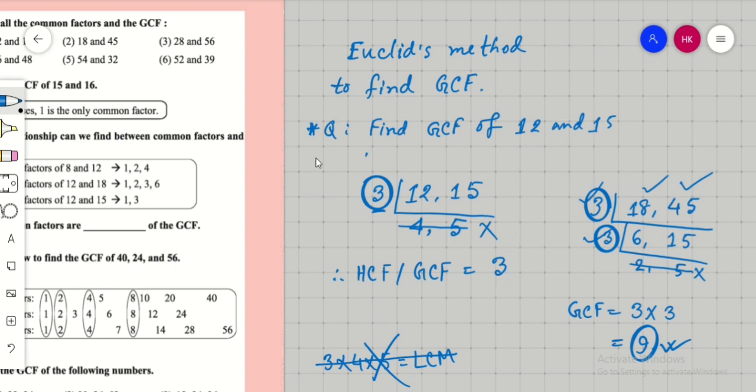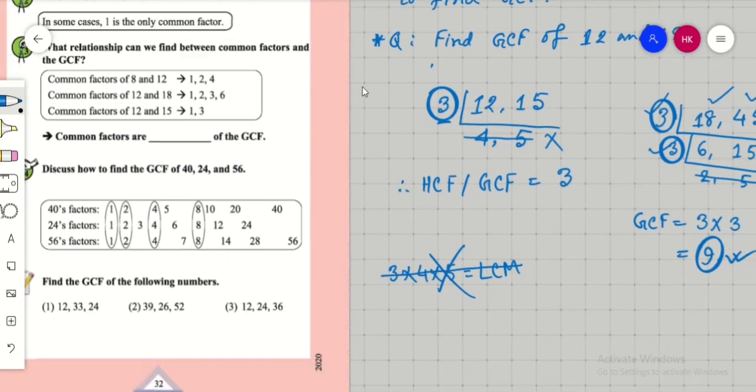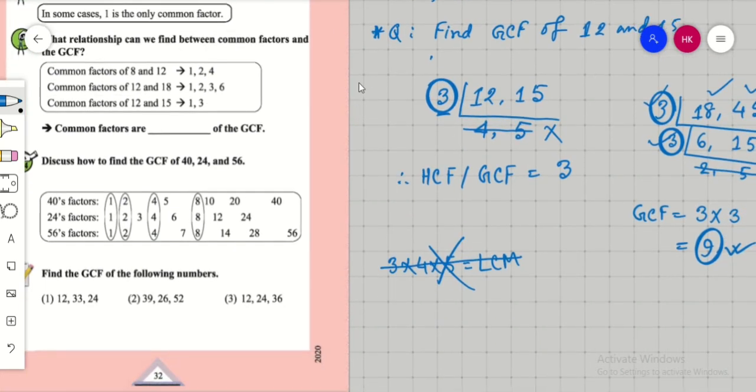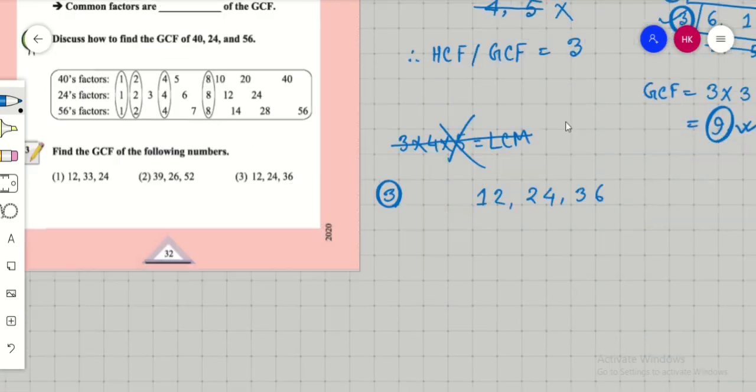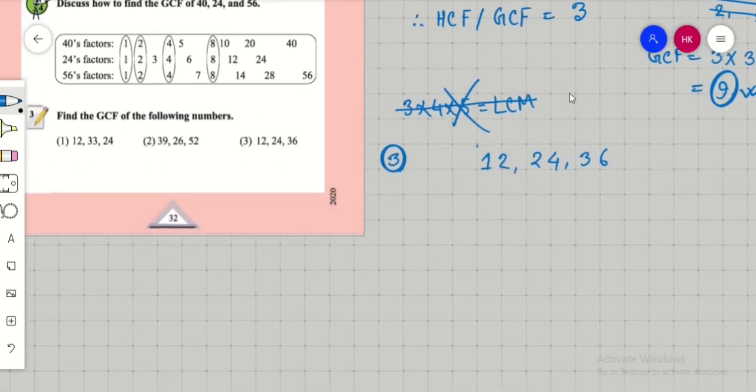Let's go for another example, example number 3 at the bottom side. That means 12, 24 and 36. How can we find it? In this case, we have to divide all these three numbers by the same number, not only two, but all three numbers.